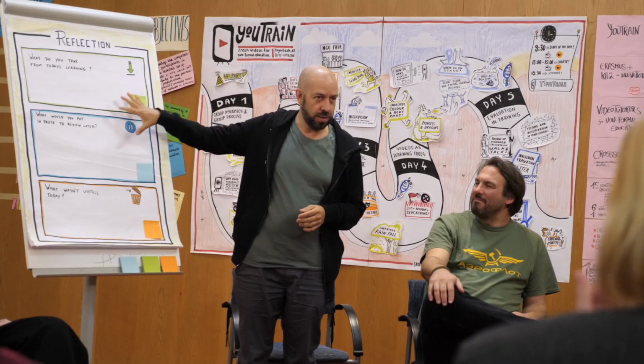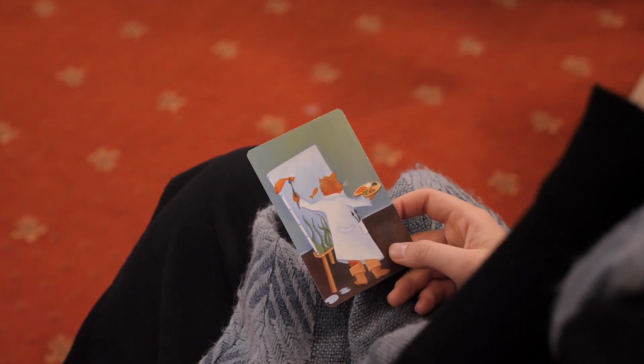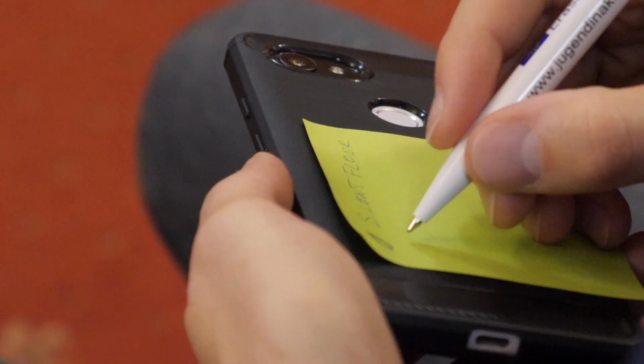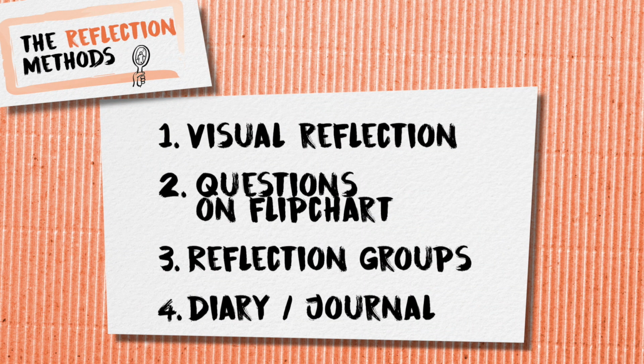Reflection is important in any training because it completes the cycle of learning, integrating, and assessing the learning outcomes of the session, day, or training. It can and it should be used in any educational activity for any target group of learners. In this video, we will present 4 different methods to implement reflection.